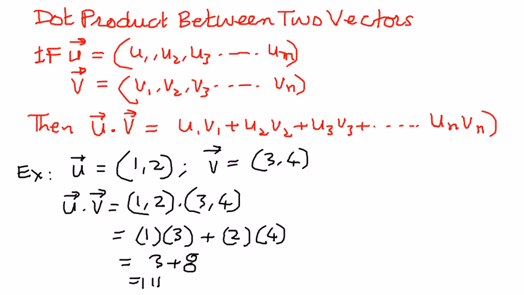So therefore, this is a scalar quantity. The dot product of two vectors is going to be a scalar quantity. It is not another vector.